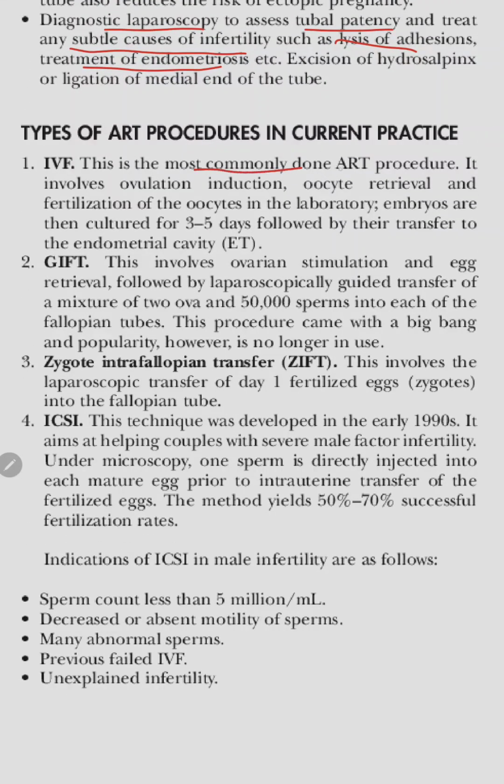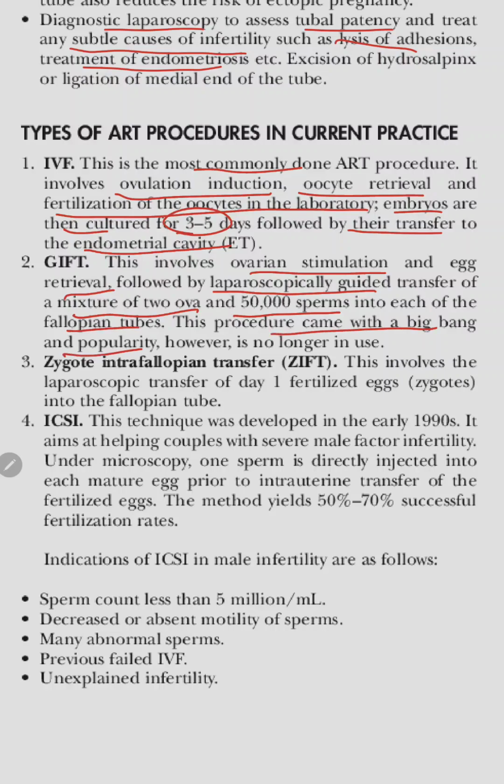It is most commonly done. It involves ovulation induction, oocyte retrieval, and fertilization of the oocyte in the laboratory. Embryos are then cultured for 3 to 5 days, followed by their transfer to the endometrial cavity. GIFT. This involves ovarian stimulation, egg retrieval, followed by laparoscopically guided transfer of a mixture of 2 ova and 50,000 sperm into each of the fallopian tubes. The procedure came with a big bang and popularity; however, it is no longer in use.